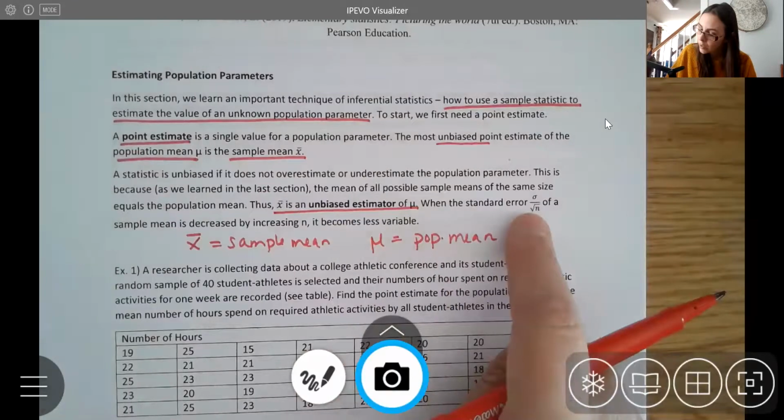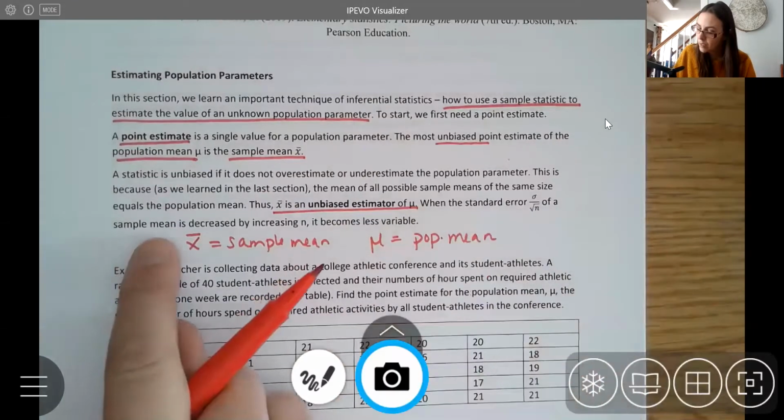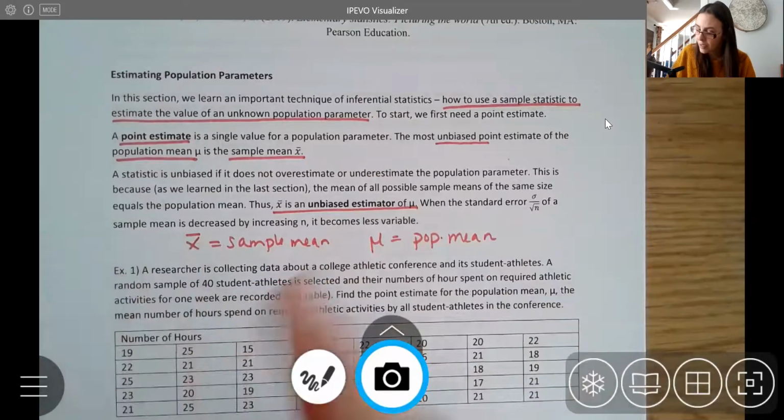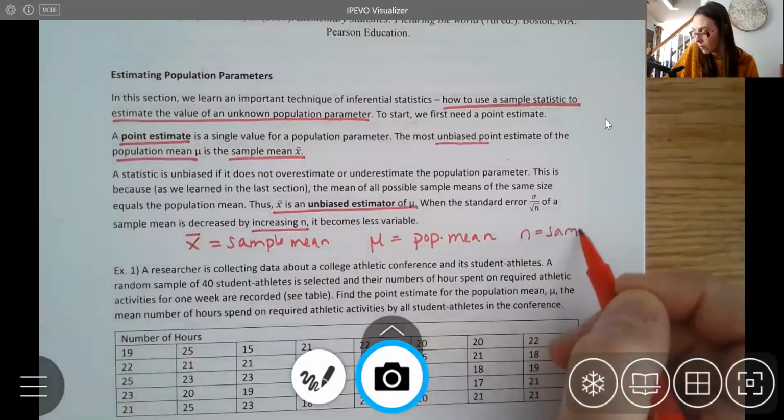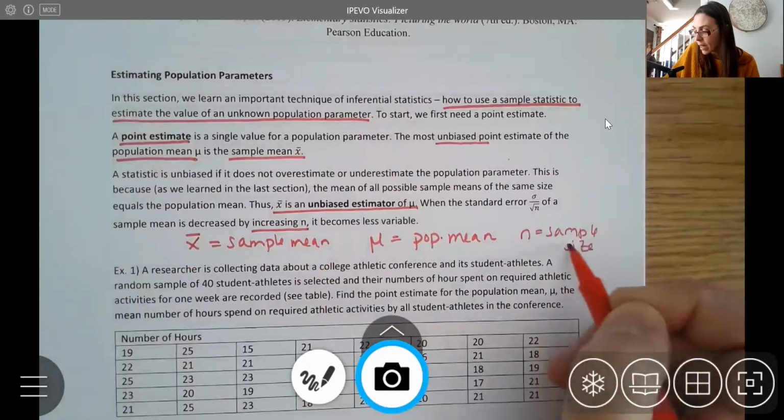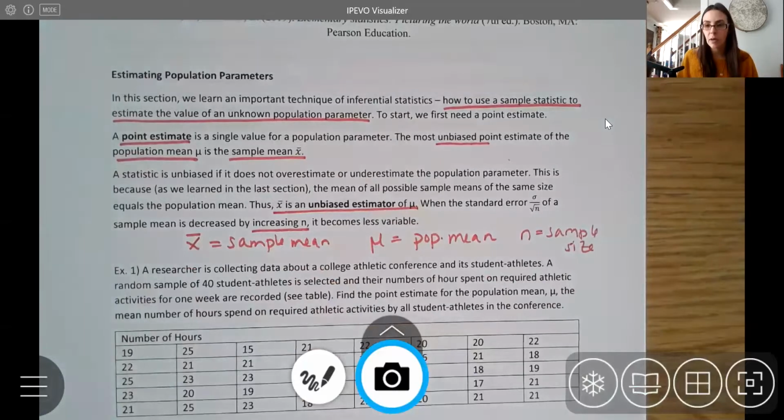The other thing to note here is that the error for the sample mean is decreased by increasing n. Remember, n is going to be your sample size. Basically, the larger our samples, the more accurate our mean is going to be. That's what that's saying. There is always an error, so we're never going to be perfect with our sample. It will likely never match the population mean exactly, but the larger our sample size is, the less that error occurs. So we get closer to that population value.